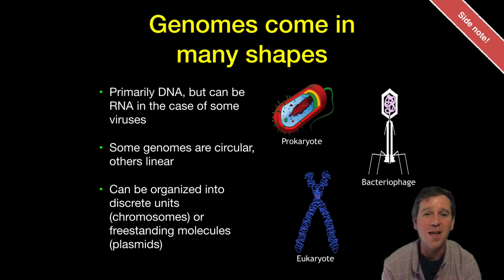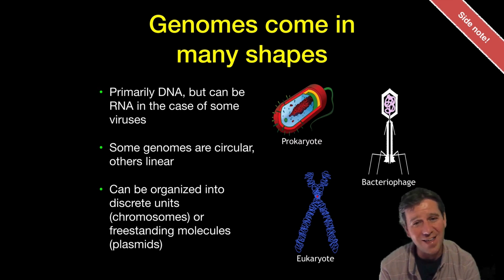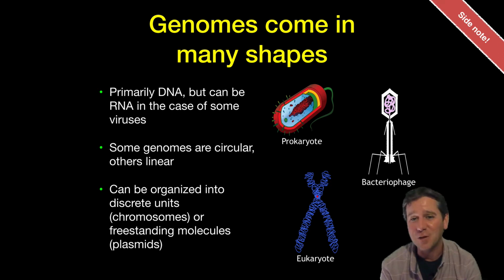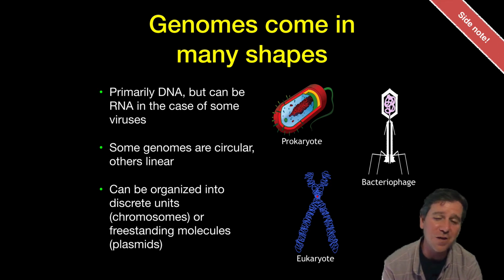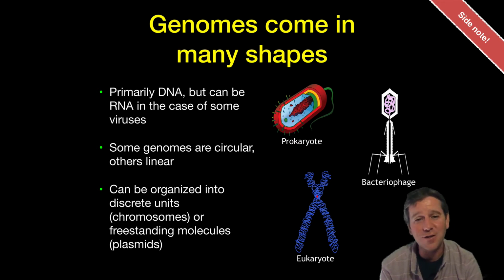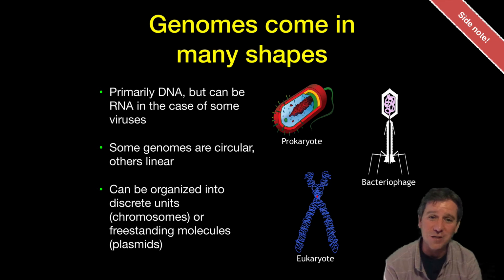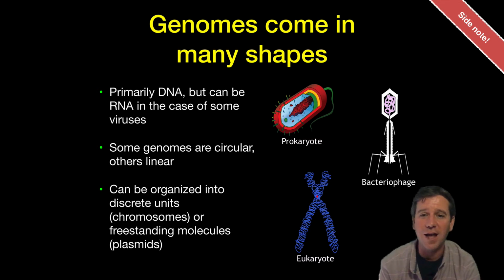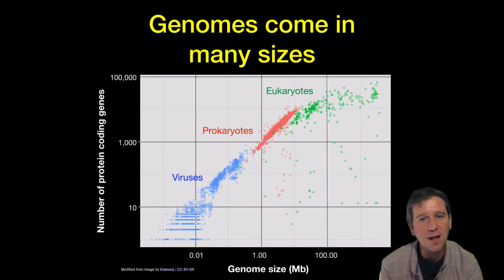Genomes, of course, come in many different shapes, and as we'll see in a moment, sizes too. They're primarily DNA, but they can be RNA, in the case of viruses like the coronavirus, for example. Some genomes are circular, others are linear. They can be organized into discrete units, like chromosomes, so-called because when they were first visualized all those years ago, they absorb dye really well, right, the chromosomes. Or they can be freestanding molecules like plasmids and the like. Now, viruses have the smallest genomes and eukaryotes the largest.